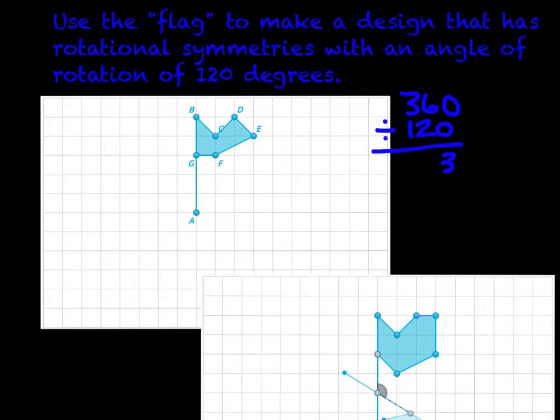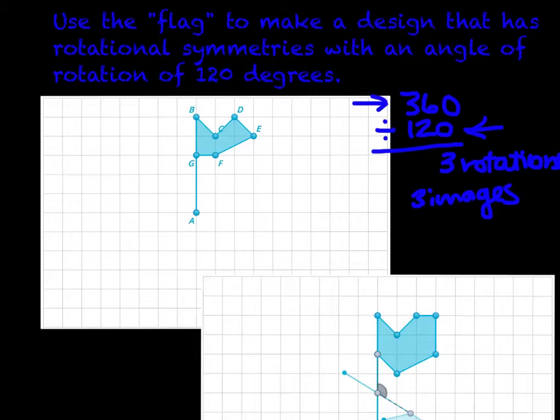So we can see that there's going to be 3 total rotations, or 3 total images, that we will see. The reason I know that is I am taking 360 degrees and dividing it by the degree rotation we need to make. So here's our initial flag, and I have decided that we are going to rotate it about this point right here, partway down the staff of that flag.